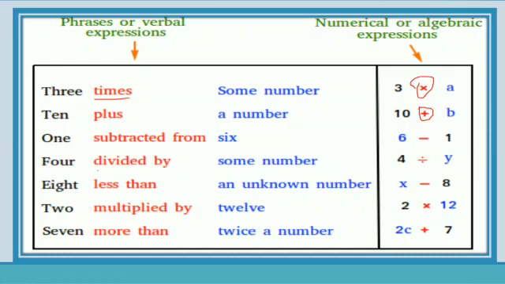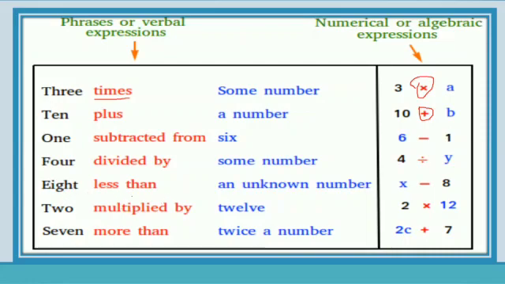When a number is divided by some number, when such a phrase is used, you will divide the number by the variable. Suppose it is said 4 divided by some number, that means you will write 4 divided by some number. If you have taken y, then 4 divided by y. If you have taken a, then 4 divided by a. Suppose if the reverse is the case, if it is said that some number is divided by 4, then you will write y divided by 4. Here it is given 4 divided by some number, so we have written 4 divided by y.